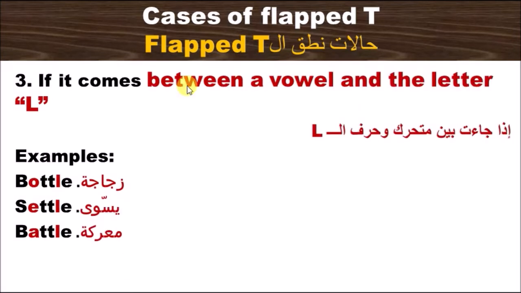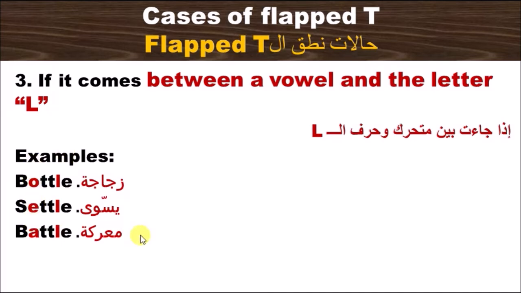The third case of the flapped T is when it comes between a vowel and the letter L. Let's take some examples. Bottle, settle, battle. So why do I say the T here like a flapped T? Because it comes between a vowel and the letter L. Let's say them again.